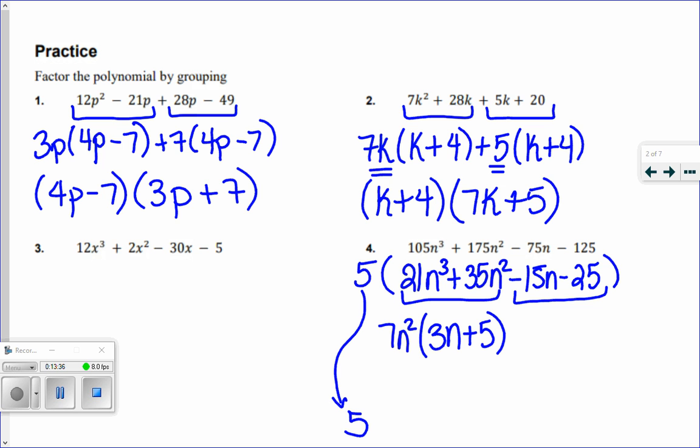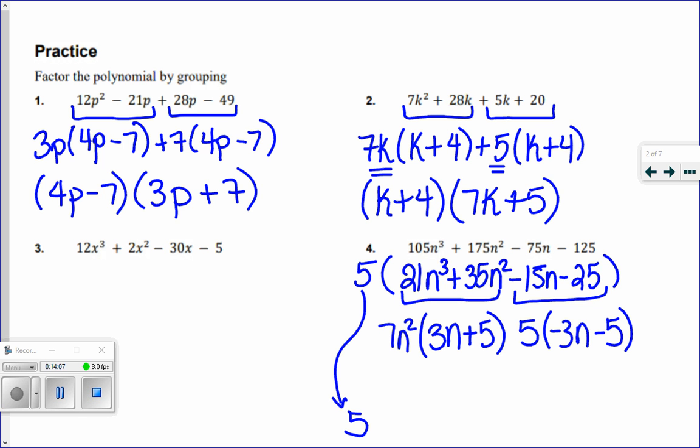Let's practice this one right here. So I have a negative 15n and a negative 25 here. Certainly I can pull a 5, but I don't want to just pull out a regular 5. These are both negative. Remember, our goal is for the parentheses to match. If I only pull out a 5 here, negative 15 divided by 5 is going to give me a negative 3n, and a negative 25 divided by 5 is going to give me a negative 5. That does not match. I need them to match. But that's an easy fix.